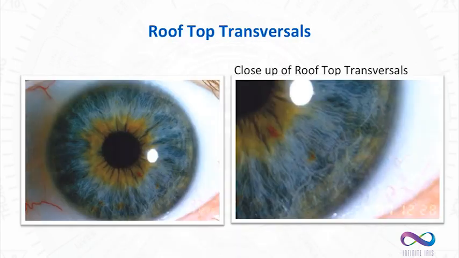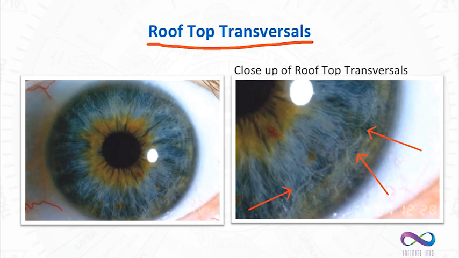Rooftop transversals. Rooftop transversals look like little rooftops. We see those here. They're going in a rooftop fashion. They're going in a diagonal way to the radial fibers. All transversals, and especially rooftops, mean irritation in the areas that you see them in.